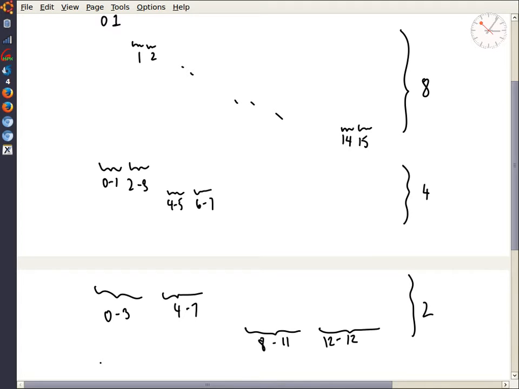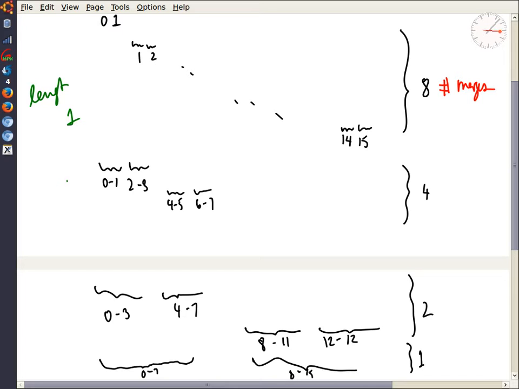And then we have one final super merge from 0 to 7 with 8 to 15. So they have one like that. So over here what I have is the number of merges. And over here let me write down the length of each interval. So here the length is 1, here the length is 2, here the length is 4, and here the length is 8.